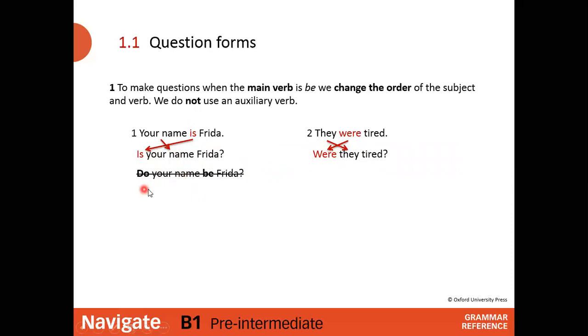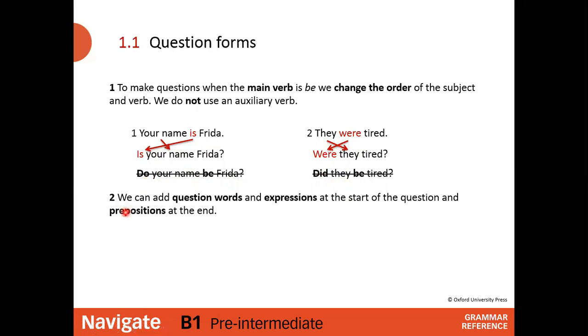So here you can see, by the way, do your name be Frida? No, you cannot say that. Is your name Frida? You should say. And did they be tired? No, you don't say that, because there is be. You use be at the beginning of the question. So not did, not do. You don't use auxiliary words.